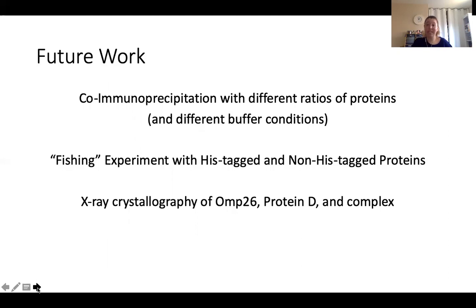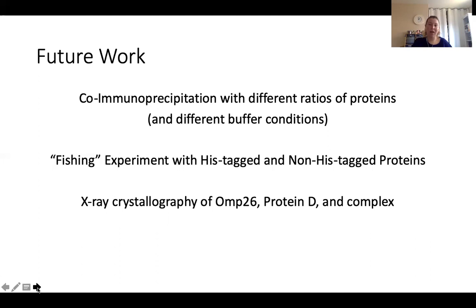So we will utilize His-tagged protein and Talon bead columns in which, say, we have His-tagged OMP26, but then we have protein D that doesn't have a His tag. Let them mix and see if they bind and see if it's strong enough for it to not even elute in the flow-through, where it elutes with the His-tagged OMP26 itself. So those are some experiments we want to do.